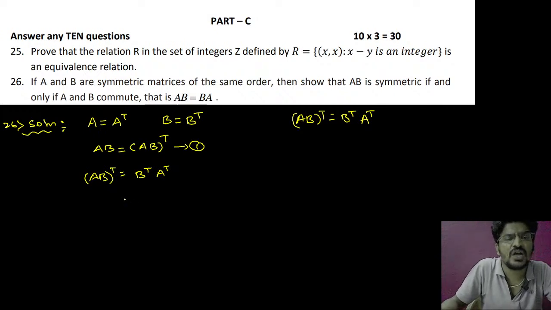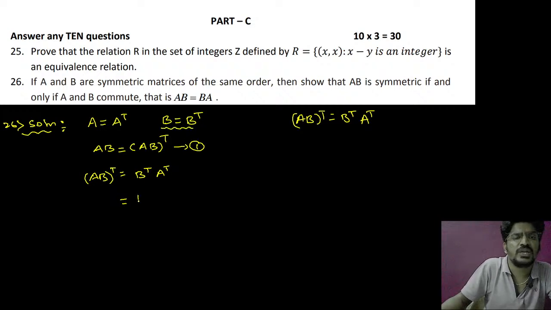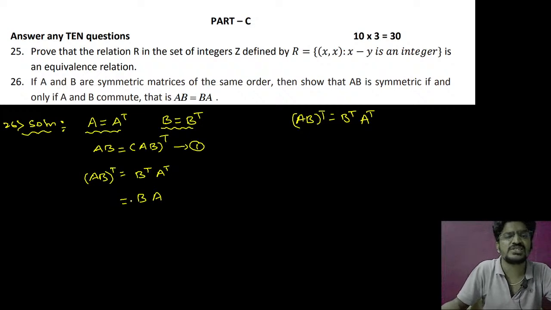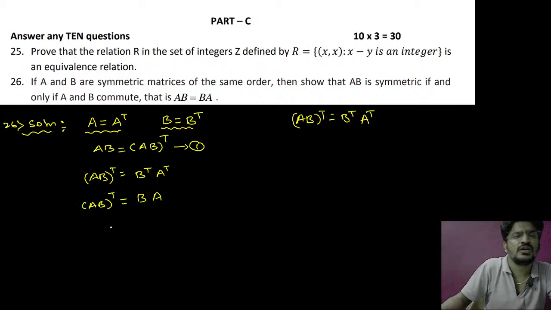Okay. So now you can just see B transpose is equal to what? B. They have given that B is symmetric. So B transpose is equal to B and A transpose is equal to A. From this you can write. So now you just see here. AB whole transpose is equal to what? What you are getting? AB whole transpose is equal to BA.